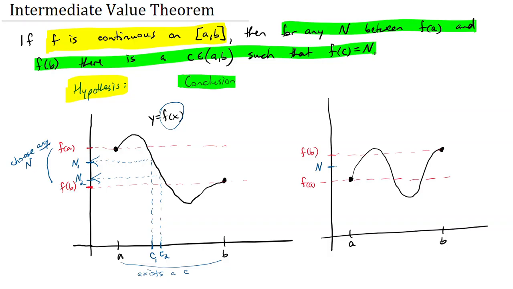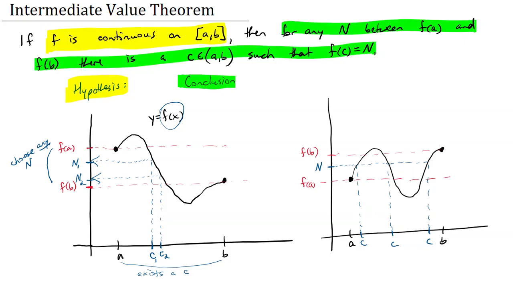And in fact, if we look at this n value, we get a C value right here that's between A and B. If we keep going, we get another C value right here. If we keep going, there's yet another C value. So sometimes there are multiple C values that satisfy the conclusion of the intermediate value theorem, but the intermediate value theorem guarantees that there is at least one, there is a C. Okay, so that's the theorem.